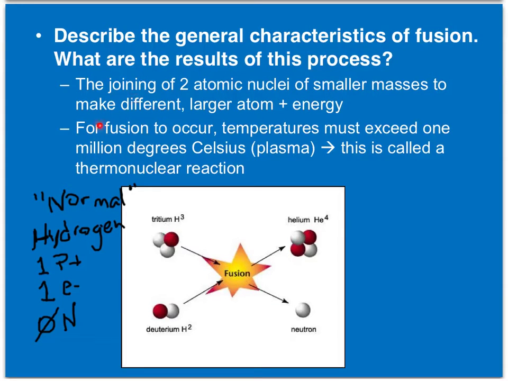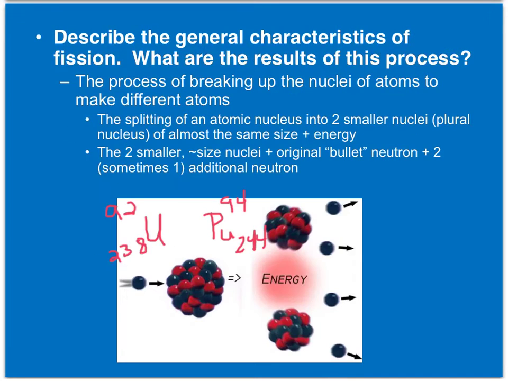We would like to make fusion reactors on Earth. The problem is the temperatures have to exceed around 1,000,000 degrees. So we have to have plasma. So this is a thermonuclear reaction.